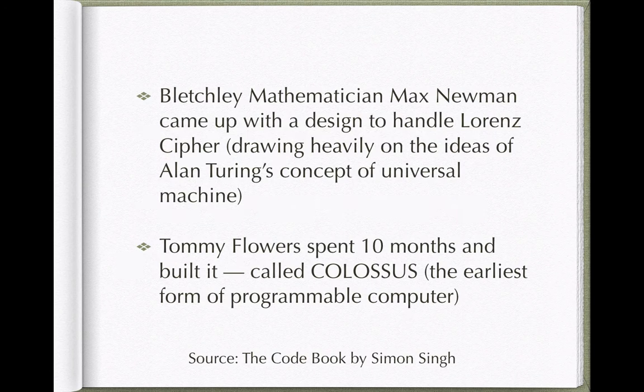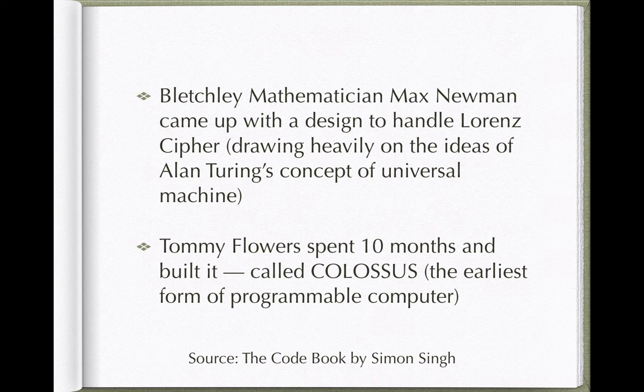In order to break the Lorenz cipher, one of the mathematicians from Bletchley Park, his name is Max Newman, came up with a blueprint to handle the Lorenz cipher. Basically, his idea was heavily drawn from Alan Turing's concept of the universal machine. Alan Turing earlier had a concept called the universal machine. This was before the computer was created, so he is considered one of the earliest people who thought about a future computer. Based on the concept, Max Newman came up with a blueprint for designing an automatic device.